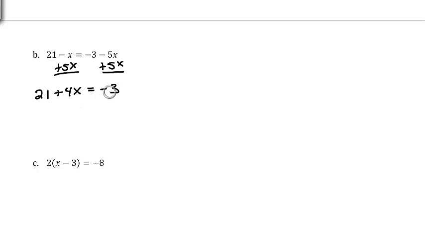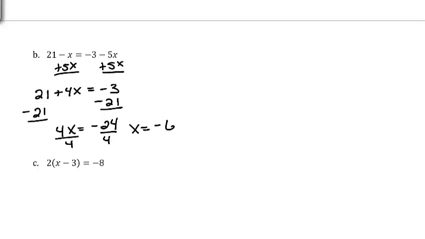Now I want all the plain old numbers over on the right, so I'm going to subtract 21 from both sides. That gives us 4x is equal to negative 24, and then we're going to divide both sides by 4. That gives us x is equal to negative 6.